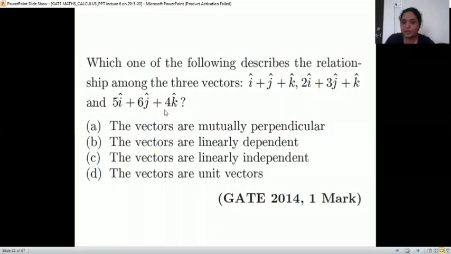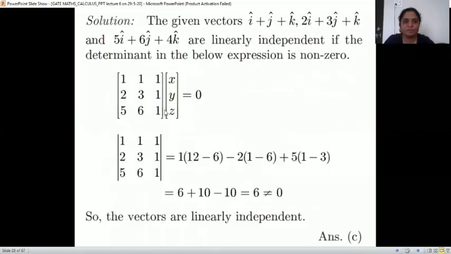Getting? We'll go to the answer then. The given vectors are linearly independent if the determinant is non-zero. Right? So we'll check the determinant 1, 1, 1, 2, 3, 1, 5, 6, 1. It is non-zero. Therefore, they are linearly independent. If it is 0, we can say they are linearly dependent.